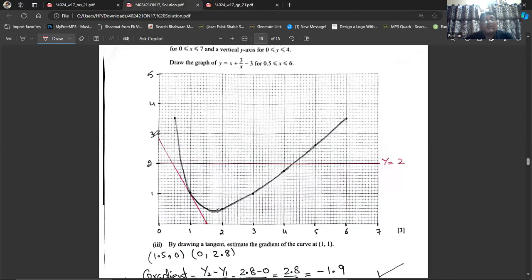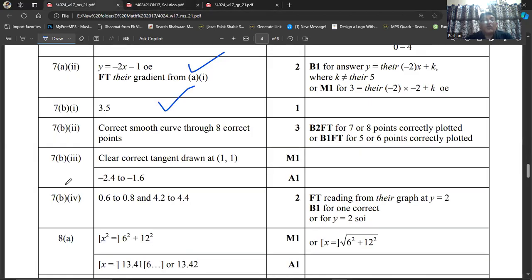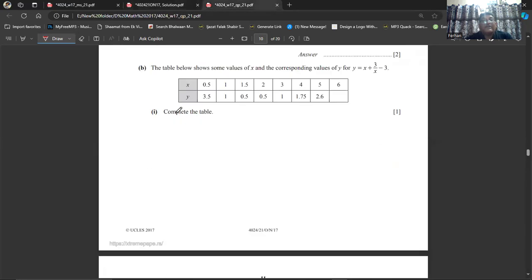So when you plot these points here, these two are equal, on the same level. This point, this point, this point, this point, then you can join them with a smooth curve. So hopefully this is that thing. Okay, so this is done. Then we have the next question.